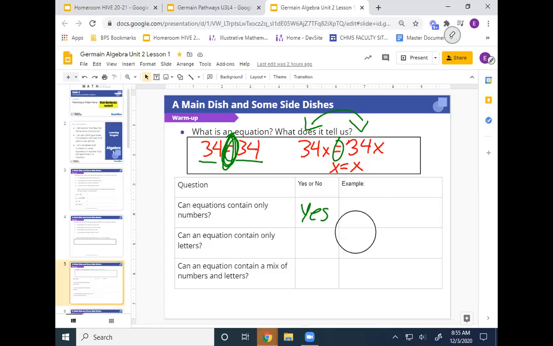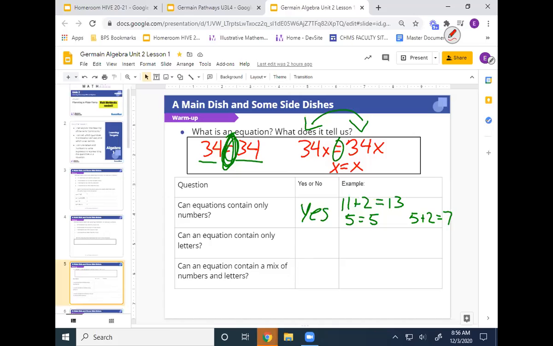You said 11 plus 2 is equal to 13. Fantastic. Does this contain only numbers? Yes, this does contain only numbers. Perfect. Abby said 5 is equal to 5. Fantastic. Gwen said 5 plus 2 is 7. Very good. Nice job, Naseem, nice job, Junior, as well. These are examples of equations that contain only numbers.